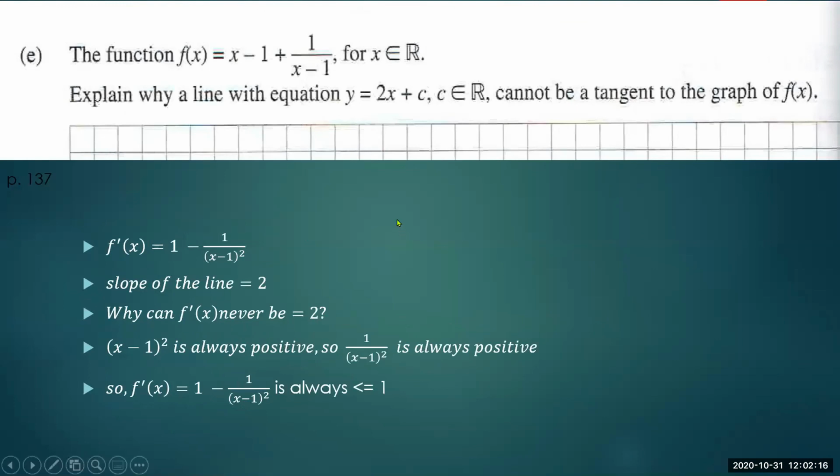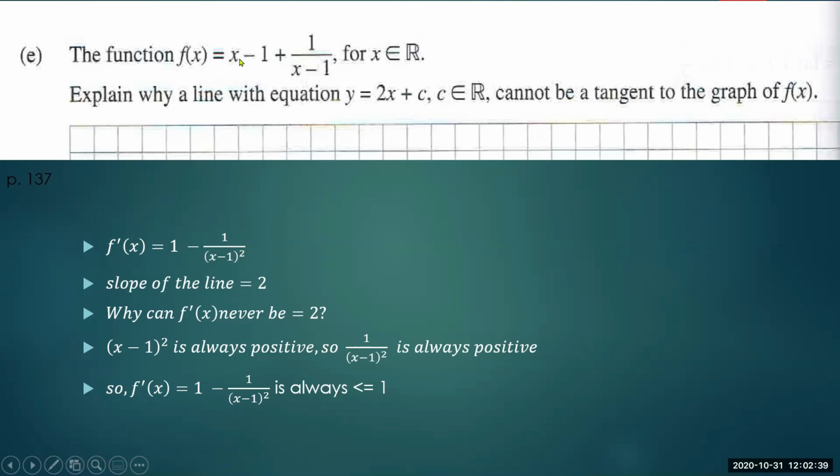So another example then, the function f of x equals x minus 1 plus 1 over x minus 1. Explain why a line with the equation y is equal to 2x plus c cannot be a tangent to the graph of f of x. So f dash of x is equal to 1 minus 1 all over x minus 1 squared.